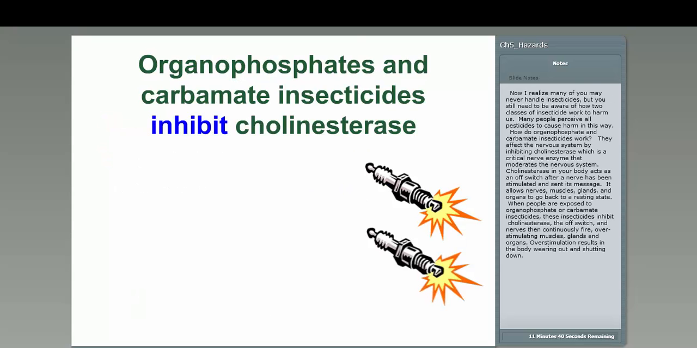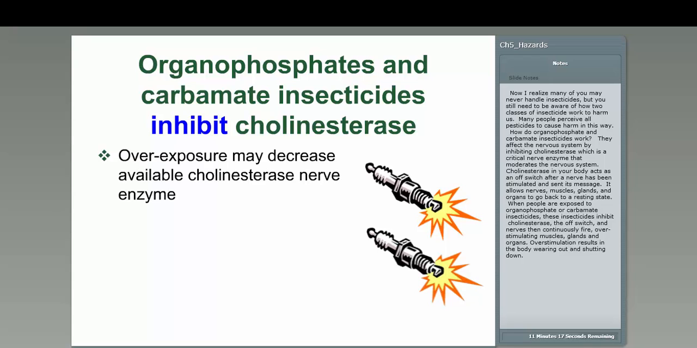Now, I realize many of you may never handle insecticides, but we still need to be aware of how two classes of insecticides work to harm us. Many people perceive all pesticides to cause harm in this way. How do organophosphate and carbamate insecticides work? They affect the nervous system by inhibiting cholinesterase, which is a critical nerve enzyme that moderates the nervous system.